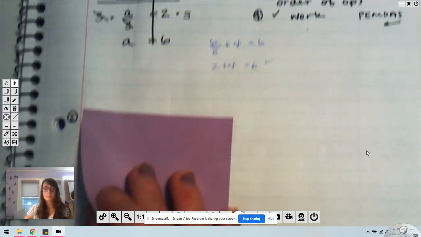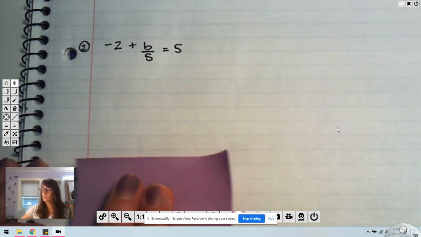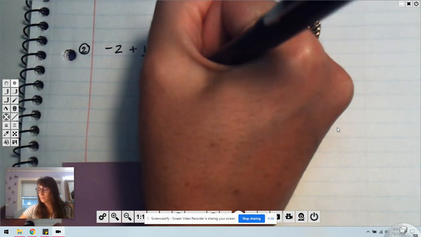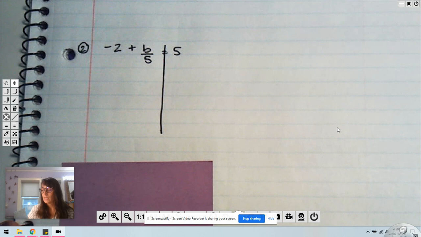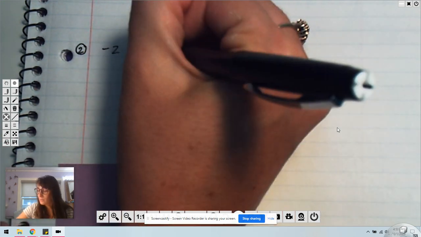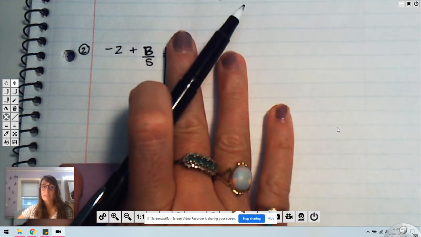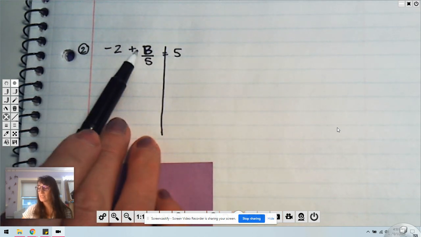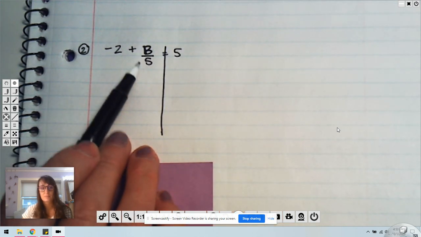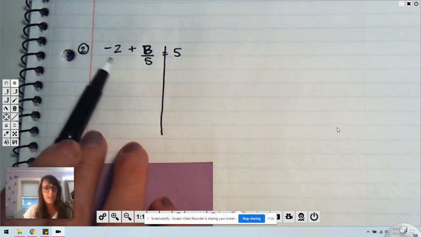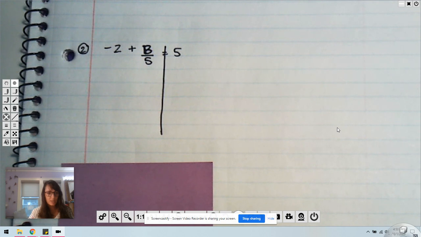Let's try the second one. So for number 2, again, I start by drawing a line down my equal sign. I'm focusing my attention on the side with the variable. I'm not even going to pay attention to this side over here. It says B divided by 5, and I'm being added by a negative 2. So this is a negative 2. I'm only going to focus, Beyonce rule, to the left of my number.